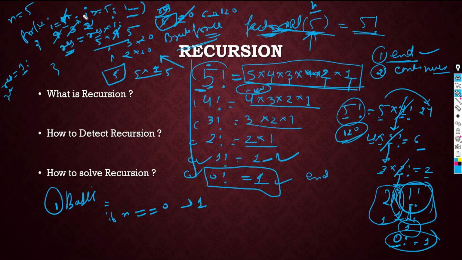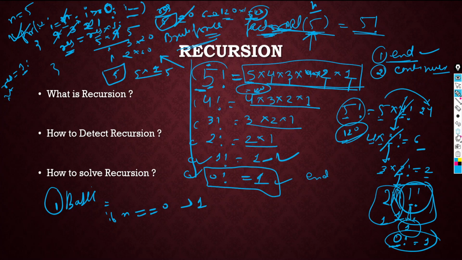Now what do I have to do? This 2 will be decremented to 1. Sorry, this should be greater than 0. This was my mistake. This should be greater than 0. Now we have 120 and this value is 1. So 120 into 1 is equal to 120, and this was your output. Okay, this was the brute force method, right?